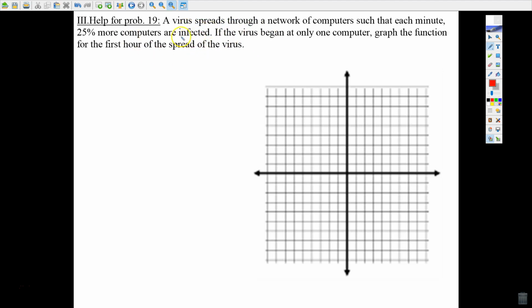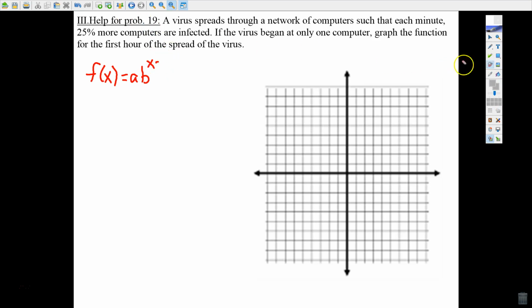This is a perfect example of real-life exponential growth. A virus spreads through a network of computers. Every minute, 25% more computers are infected. If the virus began at only one computer, graph the function for the first hour. So first of all, let's write that function in function notation. Okay, remember y equals a times b to the x.